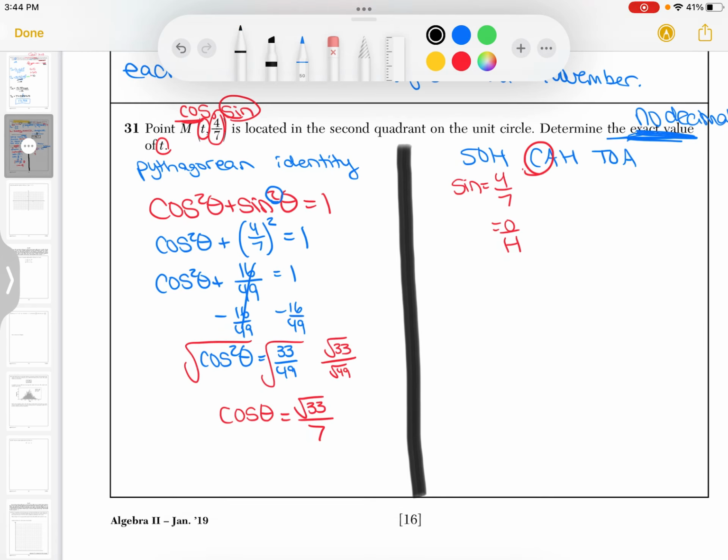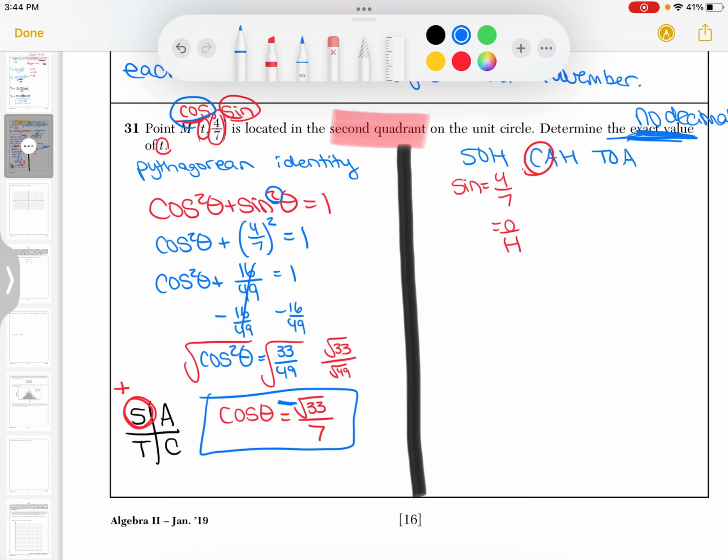Remember, this is a 2-pointer, so all that work could have gotten you to this, and it's still not even done. You need to focus on what quadrant you are in. If I am in the second quadrant, A, S, T, C, second quadrant is right here. Sine is positive in the second quadrant, and I was finding cosine. That means my answer is negative. This is the final answer.